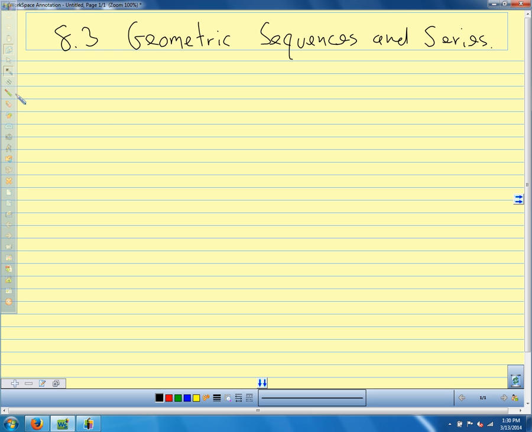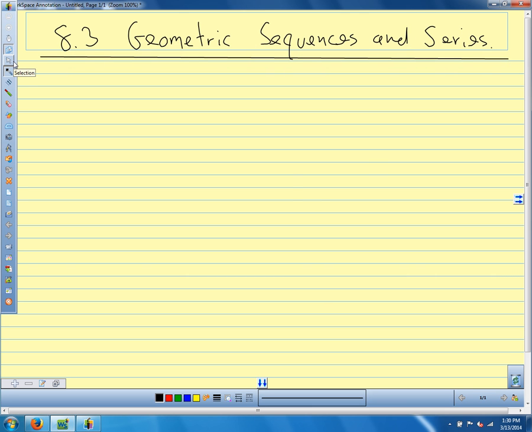So last time we talked about arithmetic series and sequences. Arithmetic sequences and series are when we found each successive term by adding a constant to the previous term. Similarly, we're going to go through the process working with geometric series in a very similar way. The way we define a geometric series is we find each successive term by multiplying by a constant.